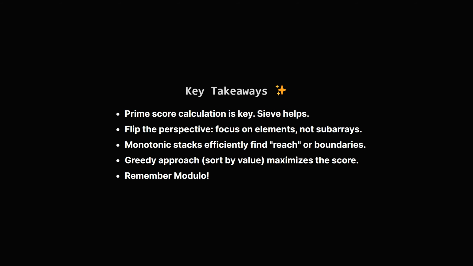Alright, let's recap the main ideas. First, understanding the prime score was crucial, and using a sieve helps calculate it quickly. The big trick was changing how we looked at the problem. Instead of checking every subarray, we focused on each number and asked how many subarrays it would influence. We used the monotonic stack technique to find the range of influence of each number based on prime scores. Then, we realized that to get the highest score, we should use the biggest numbers first, so we sorted by value and applied the operations greedily. And don't forget that modular arithmetic is essential when scores get large.